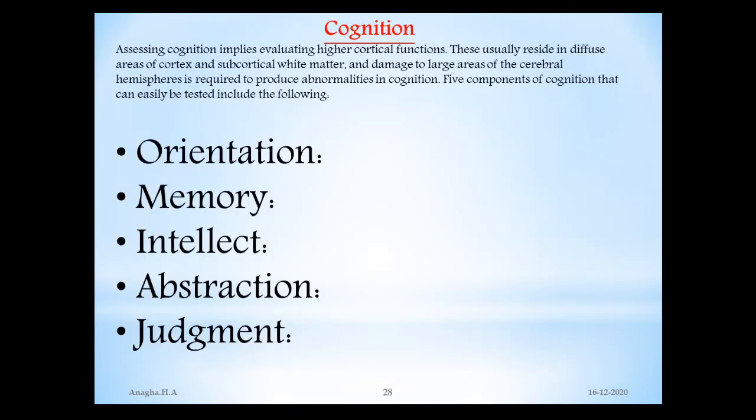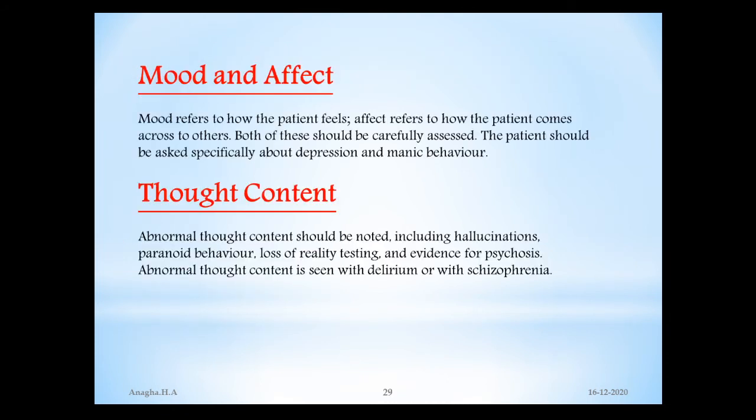Then coming to the cognition part of the mental status examination, we have 5 or 6 components: orientation, memory, intellect, abstraction and judgment. The last two parts of the mental status examination are mood and affect. Mood refers to how the patient feels, and affect refers to how the patient comes across to others. So mood is subjective, and affect refers to how the other person perceives that patient.